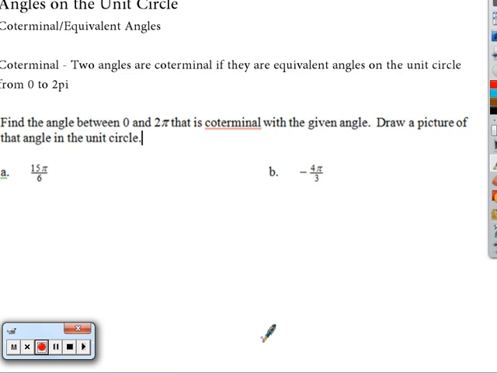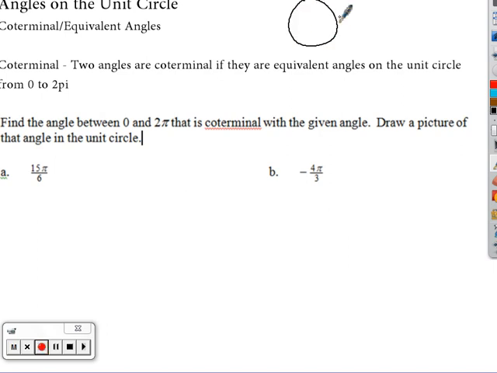So we have a couple different situations going on here. The first example gives us 15 pi over 6, which you'll notice is not on your unit circle, but 15 pi over 6 can be reduced to an angle on the unit circle. So let me give you Mr. Warner's kind of cheater way to do this.